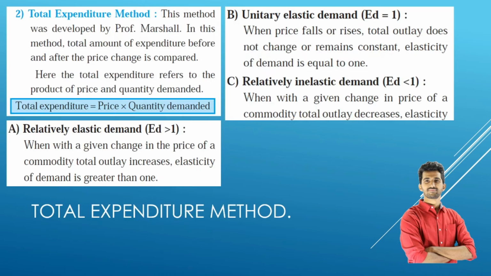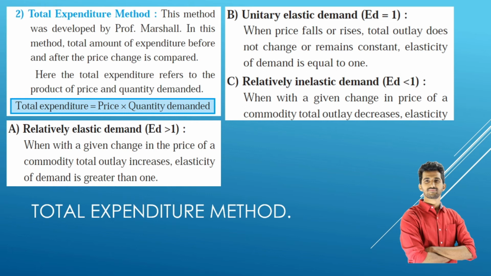Moving to the next one. The next method is the total expenditure method. This method was developed by Professor Marshall. In this method, the total amount of expenditure before and after the price change is compared. The simplest one. Yes, my dear students. Total expenditure. The name itself suggests that it is about the total expenses we have made, and a comparative study of the total expenditure earlier and after the price change. So the formula is very simple.